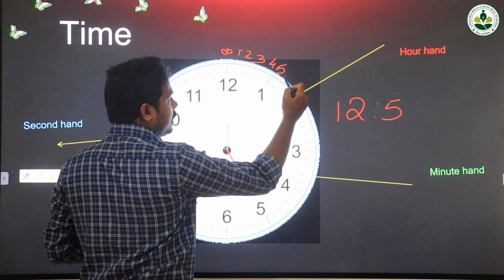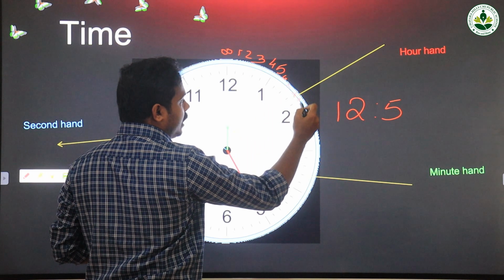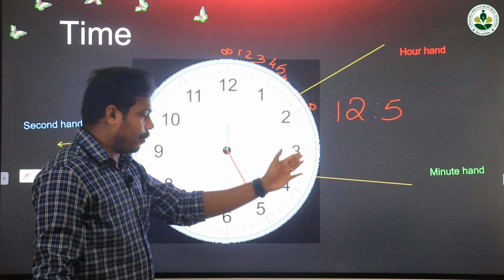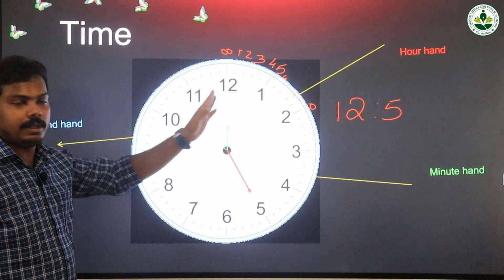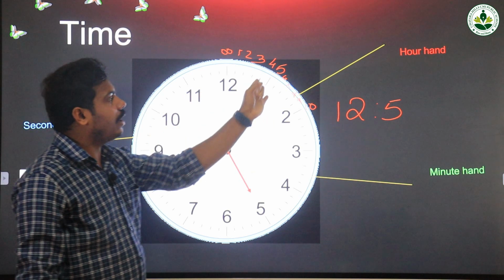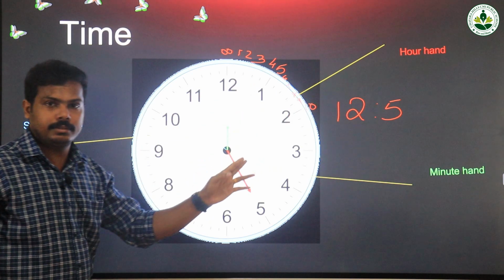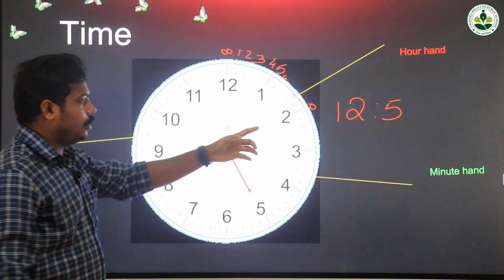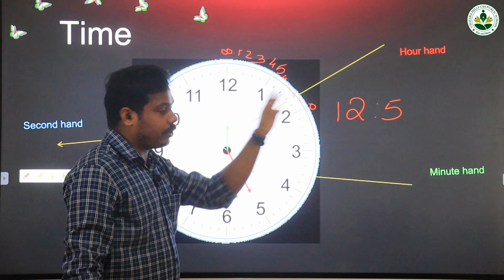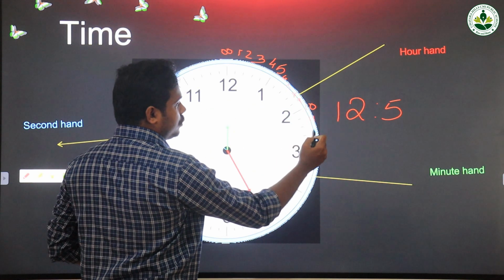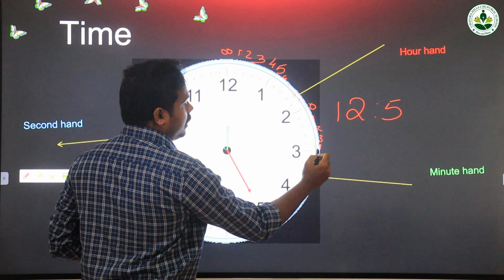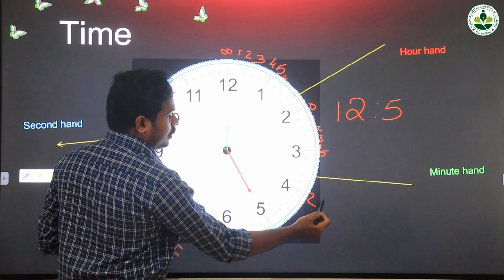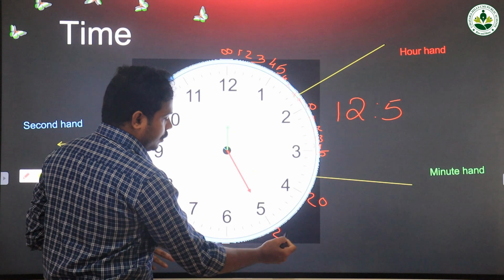Now this one 6, 7, 8, 9. So 2 indicates 10. Each number is a multiple of 5. Just multiply 1 into 5, 5. 2 into 5, 10. 3 into 5, 15. 4 into 5, 20. That's an easy method. So 2 shows 10, and after 11, 12, 13, 14, 3 indicates 15. Like 16, 17, 18, 19, 20, 21, 22 up to 25.